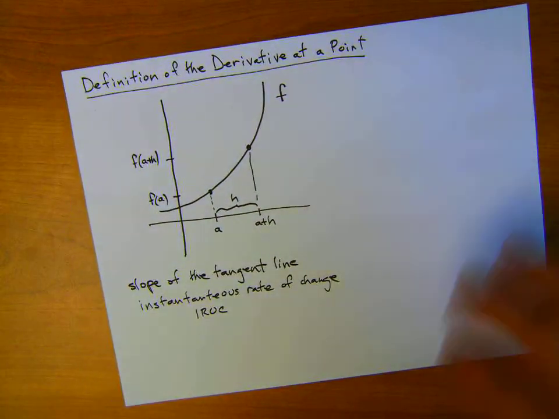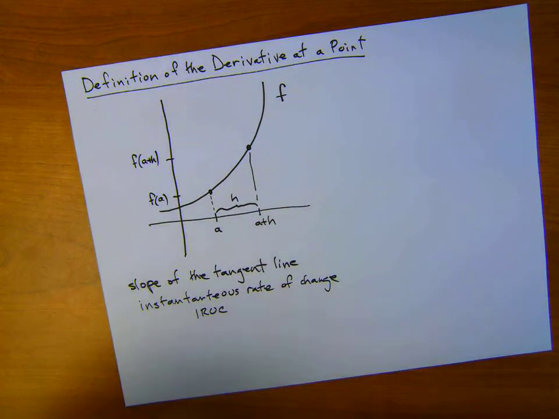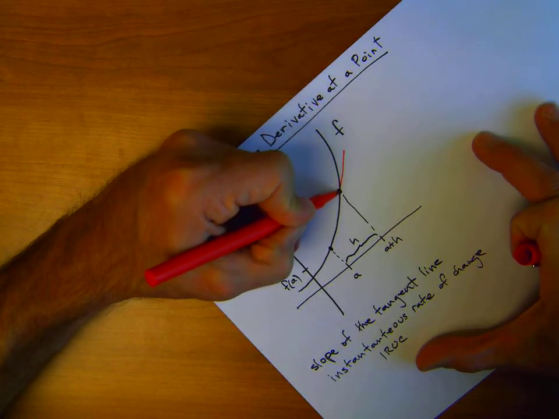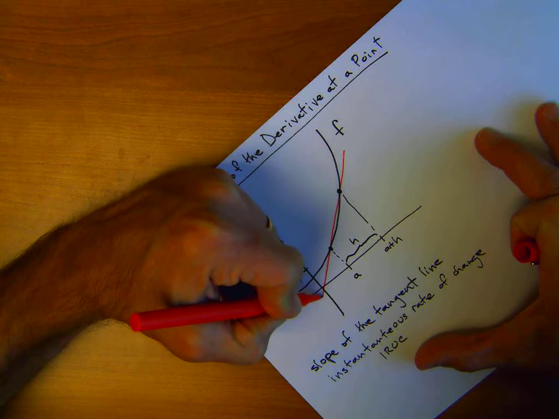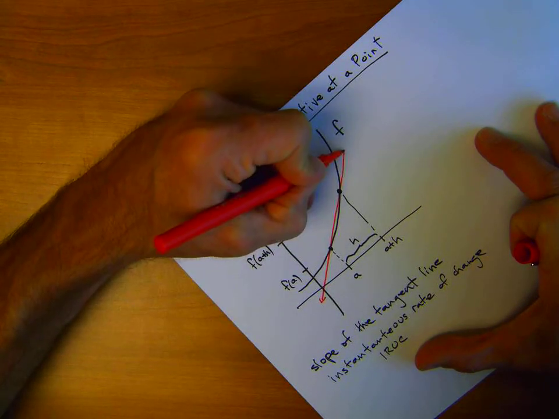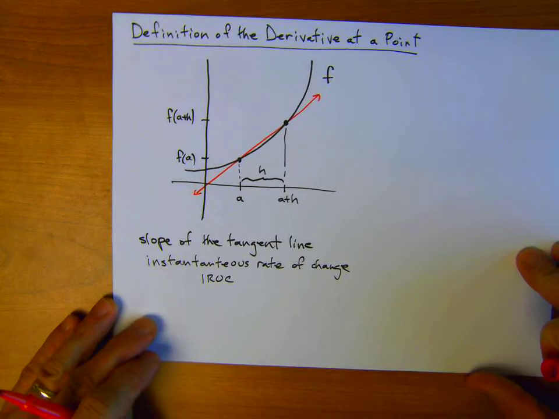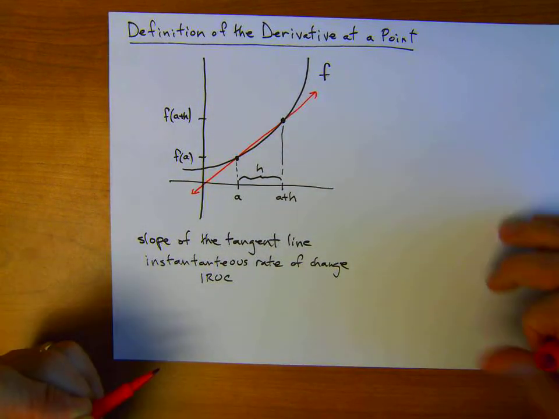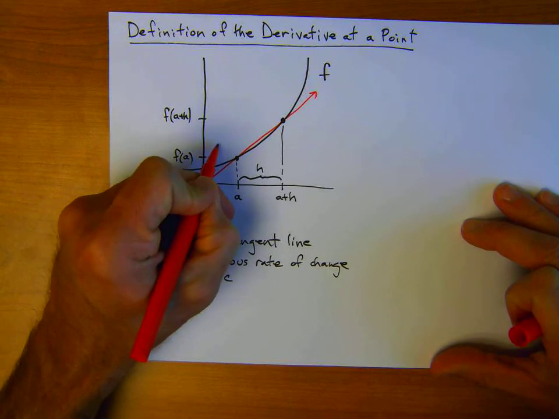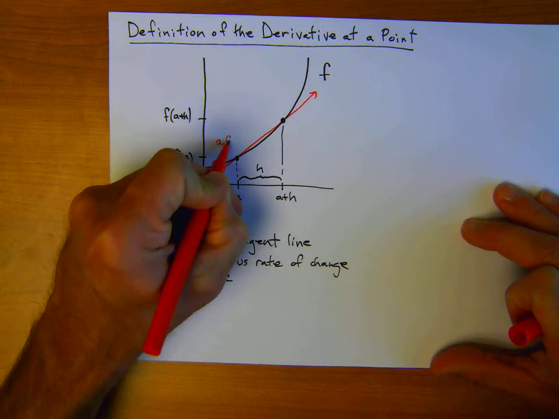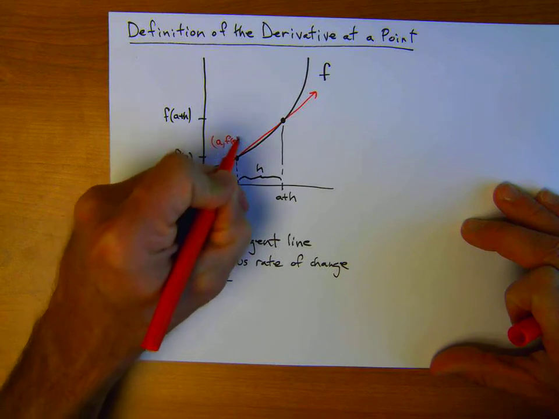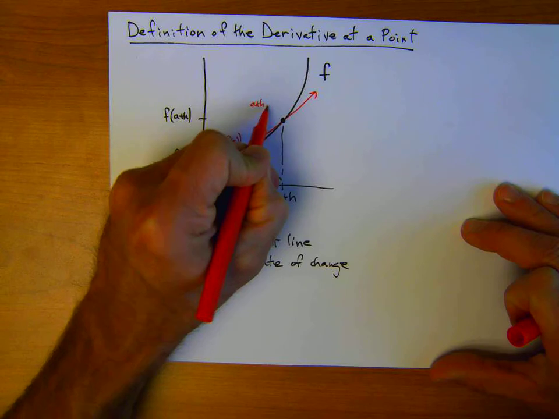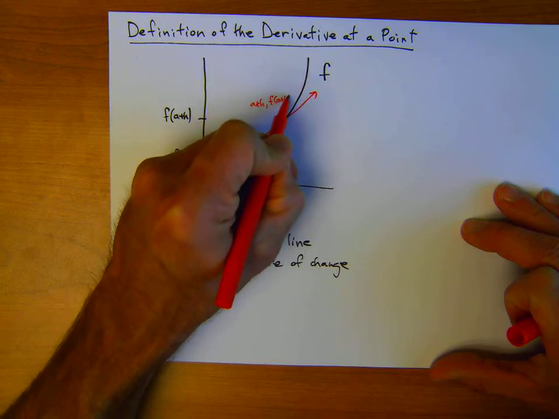If I pull out another color, I can draw in a line connecting these two points. And of course, this is the secant line going through the points. What points does it go through? Well, this point right here is a, f of a, the ordered pair. And this point right here is a plus h, f of a plus h.